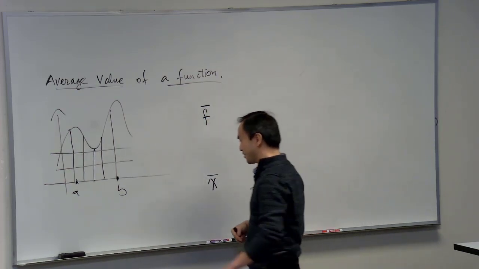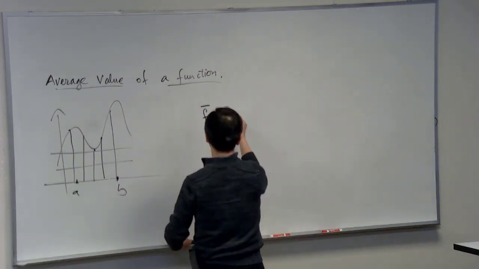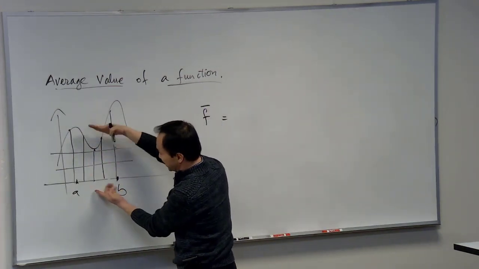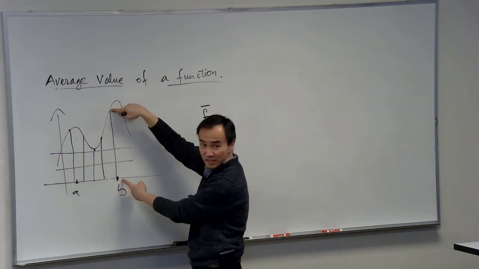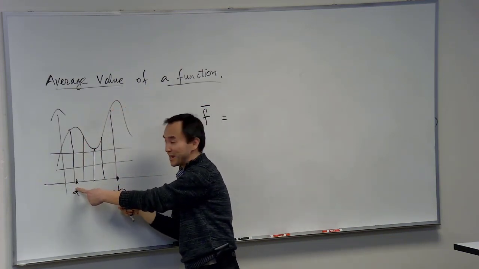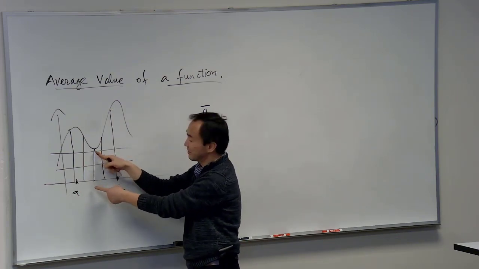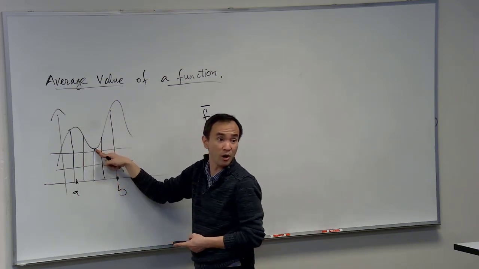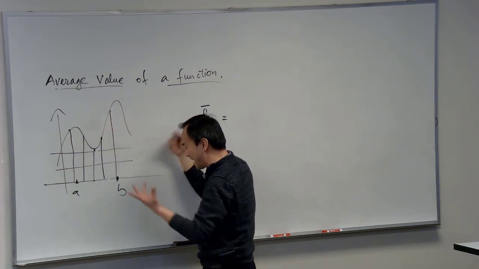So think about the idea right here. We want to find the average height. What height is the average? Definitely it's not this one, because this one is maybe the highest in the whole interval here. And not that one either, because that one seems like the lowest in the whole interval. So we want to find some average.